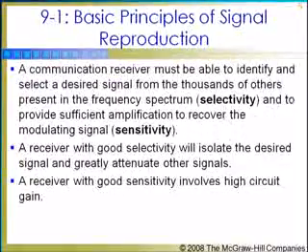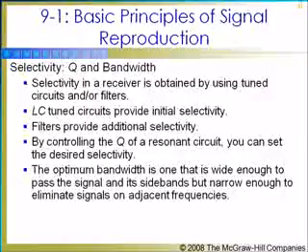A communication receiver must be able to identify and select a desired signal from the thousands of others present in the frequency spectrum, which is called selectivity, and to provide sufficient amplification to recover the modulating signal, or the sensitivity. A receiver with good selectivity will isolate the desired signal and greatly attenuate other signals. A receiver with good sensitivity involves high circuit gain.